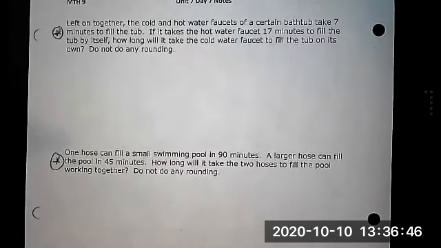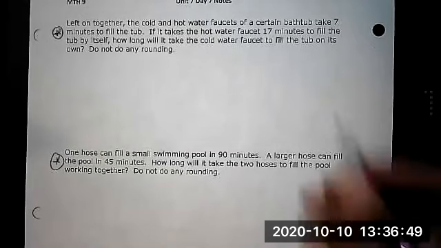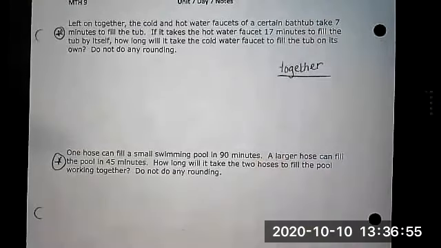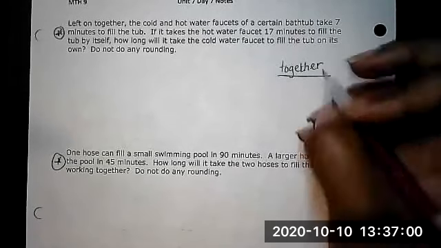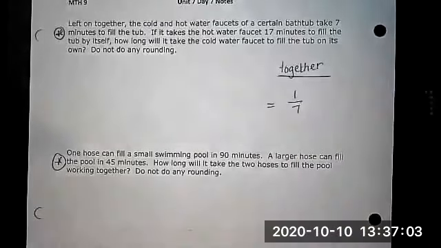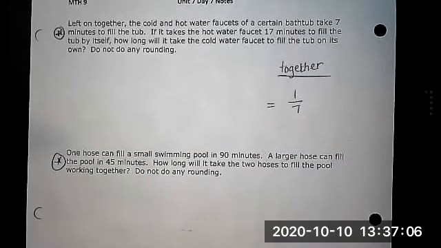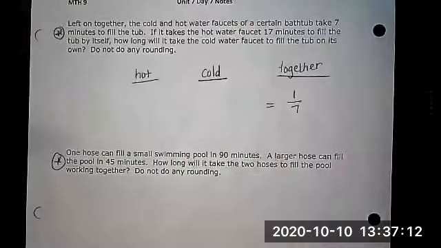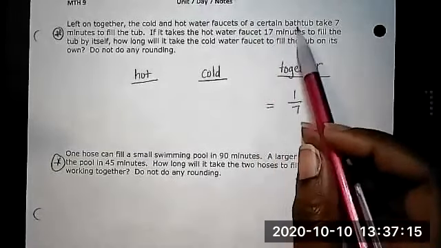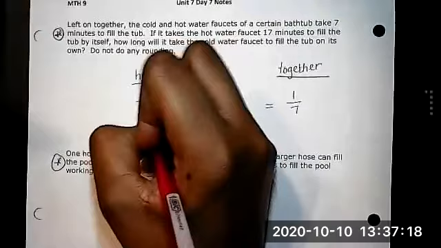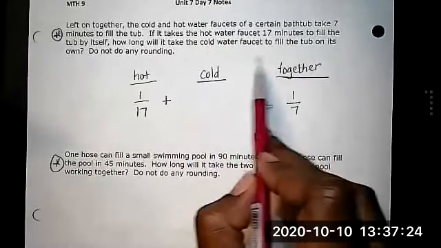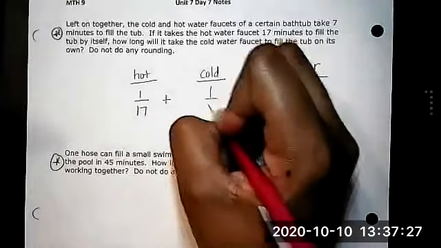All right, so here it says left on together. So together, we know that it's going to be a together situation. The cold and hot water faucet of a certain bathtub takes 7 minutes to fill the tub. So 1/7. If it takes the hot water, so now we have just hot water and then cold water, probably. If it takes the hot water faucet 17 minutes to fill, hot water 1/17 plus the tub by itself, how long will it take the cold water faucet to fill the tub on its own? So we don't know what the cold is.